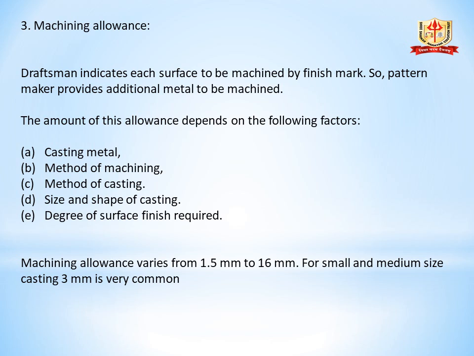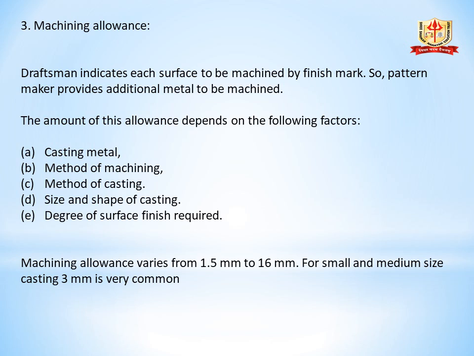Next allowance is machining allowance. The draftsman indicates each surface to be machined by a finish mark, so patterns may provide additional metal to be machined. The amount of this allowance depends on the following factors. First factor A is casting metal, point B method of machining, point C method of casting, point D size and shape of casting, point E degree of surface finish required.